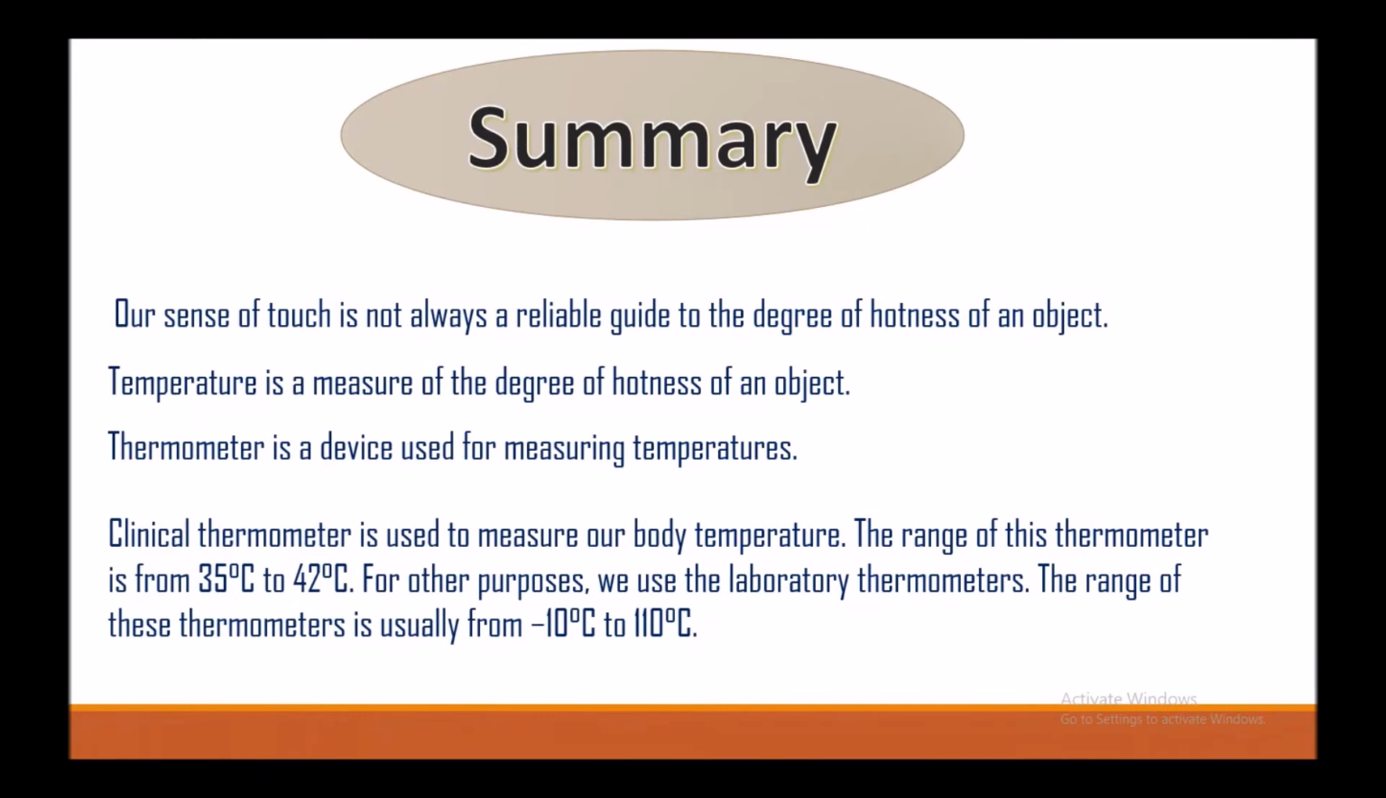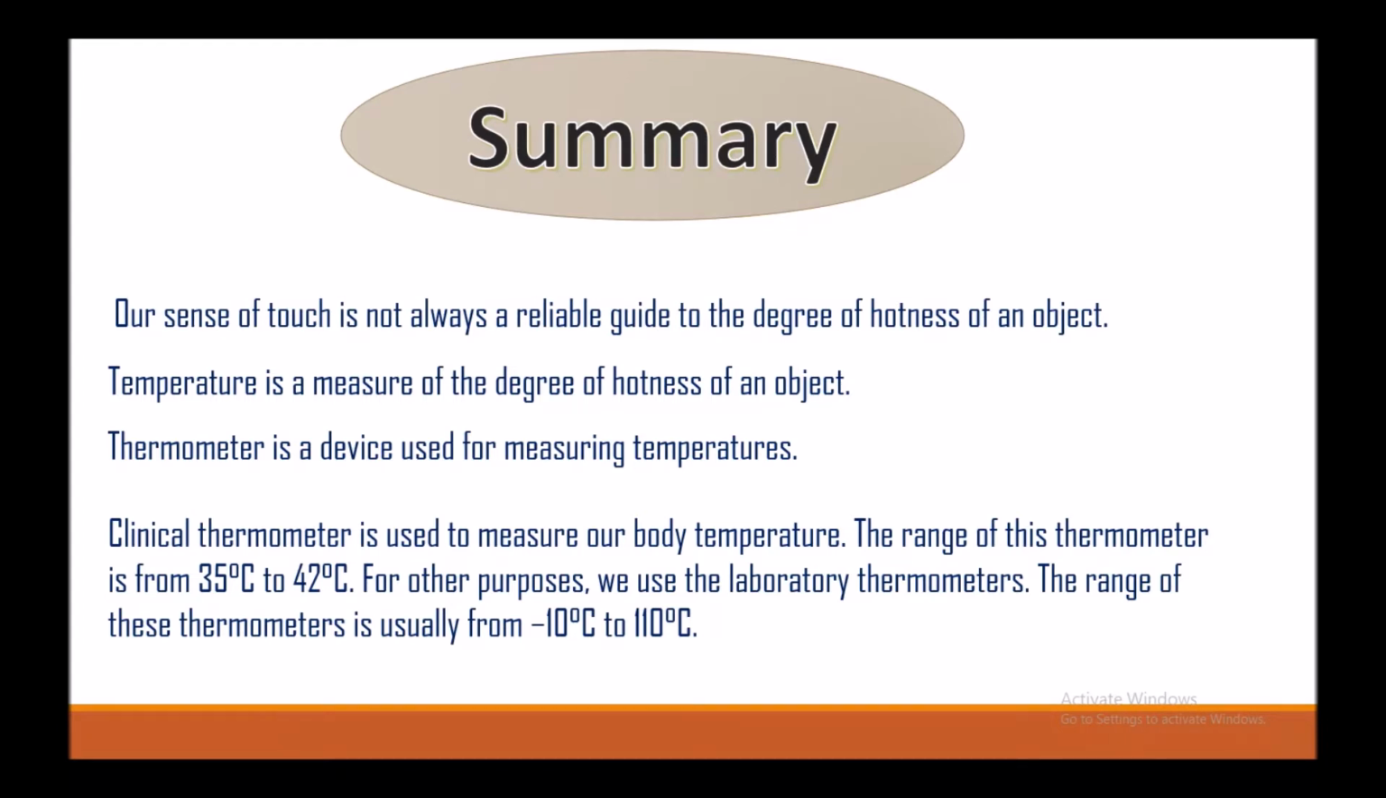Our sense of touch is not always a reliable guide to the degree of hotness of an object. Temperature is a measure of the degree of hotness of an object. Thermometer is a device used for measuring temperatures. Clinical thermometer is used to measure our body temperature. The range of this thermometer is from 35 degrees Celsius to 42 degrees Celsius. For other purposes, we use the laboratory thermometers. The range of these thermometers is usually from minus 10 degrees Celsius to 110 degrees Celsius.